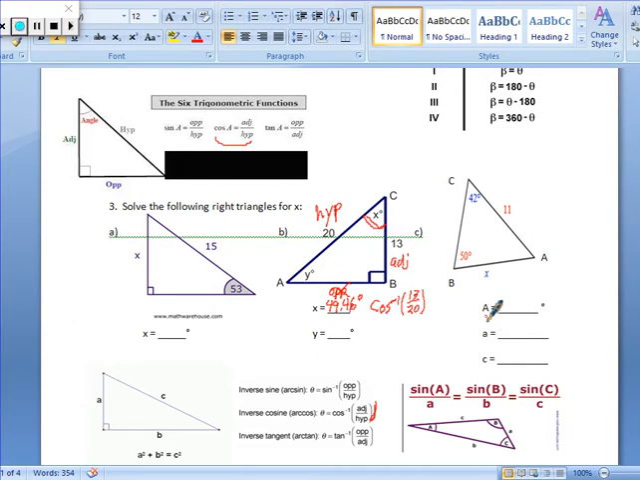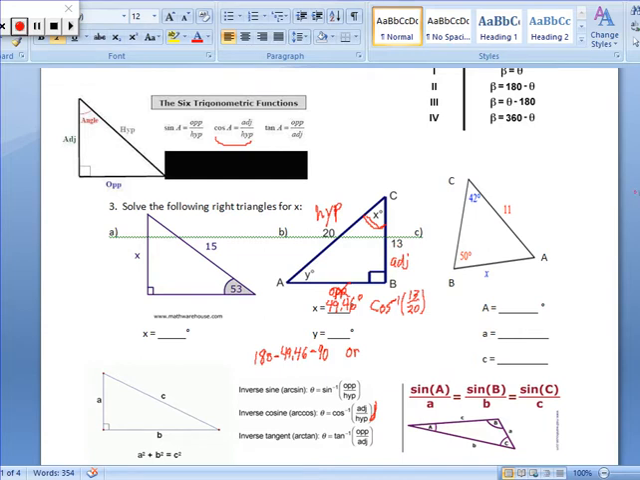Now, there's two ways to go about finding y. You can either do 180 minus 49.46 minus 90, because in a triangle, if you know two angles, you can subtract them and find that third angle. Or you could do the opposite.